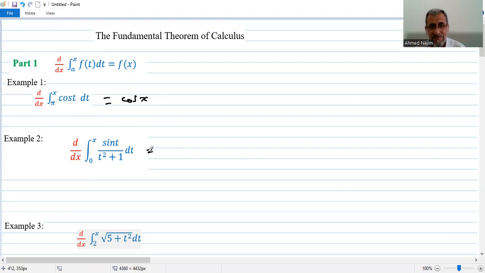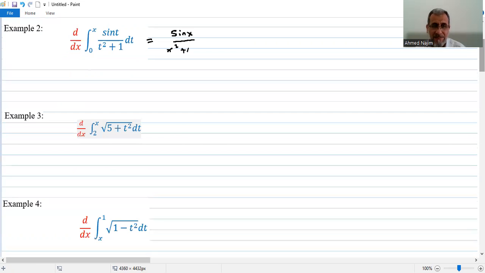Example number two: from 0 to x, only x. What we said: from a to x, the answer will be f of x. So this one is f of t. The answer will be in terms of x: sine x over x squared plus 1. That's all.